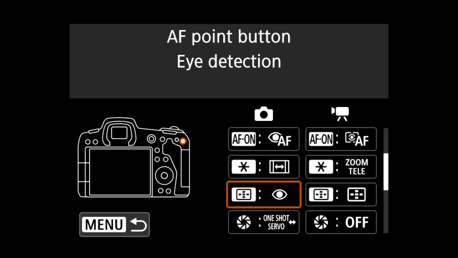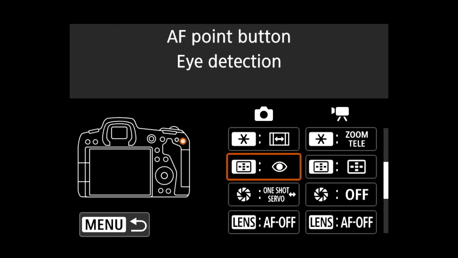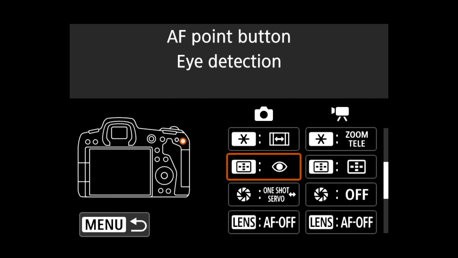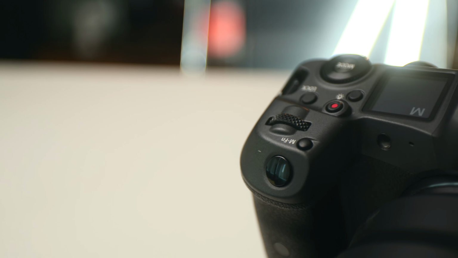So I changed this button out. This button is now eye autofocus on or eye autofocus off. The reason why you want to do that is sometimes you just don't want to focus on the eye because maybe it's hunting and it's not hitting it correctly. You just want to turn it off. All you have to do is press that button. And now it's off.